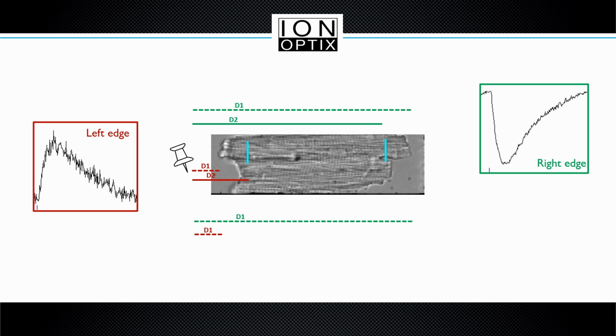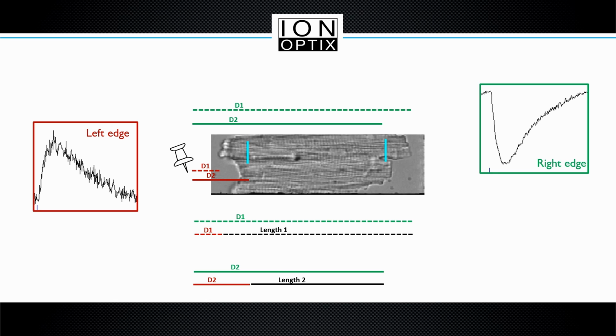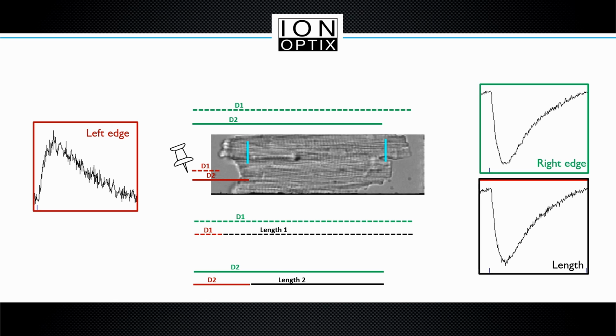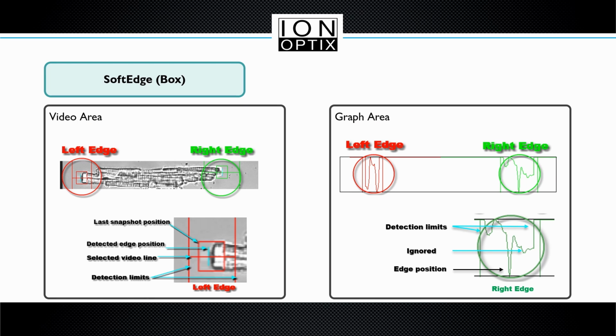Cell length represents the difference between the distances of the two edges from the reference point at any given time. Therefore, cell length also decreases as the cell contracts and increases as it relaxes. The SoftEdge box algorithm functions similarly, yielding comparable outcomes for right and left edges, as well as cell length, when compared to the outside-in option.